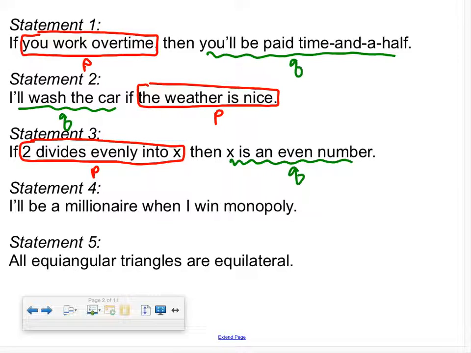Statement 4 becomes a little trickier. There's no if and then here. But there is a when: I'll be a millionaire when I win Monopoly. When is really a hidden if. So the P is I win Monopoly. The Q here is I'll be a millionaire.